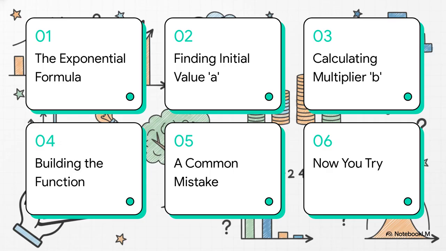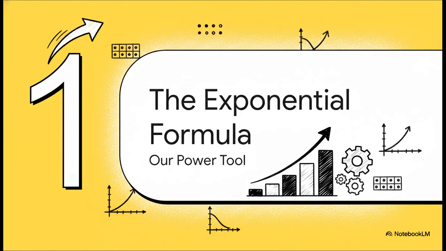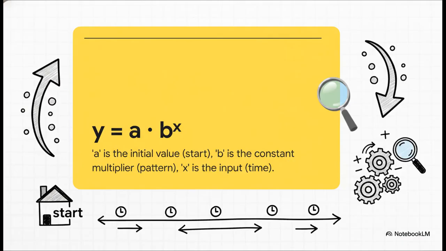Let's get to it. First up, let's get familiar with our main tool for all of these problems, the exponential formula. Okay, this right here is our blueprint. Y equals A times B raised to the power of X. So, what do all these letters mean? Well, A is the initial value. That's our starting point, right when time is 0. B is the constant multiplier. Think of B as the engine of the whole thing. It's the pattern that repeats, whether it's growth or decay. And X, that's our input, usually time or the number of steps. Really, our whole mission here is just to figure out the values for A and B.